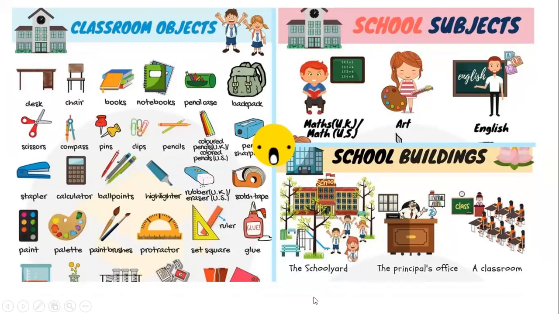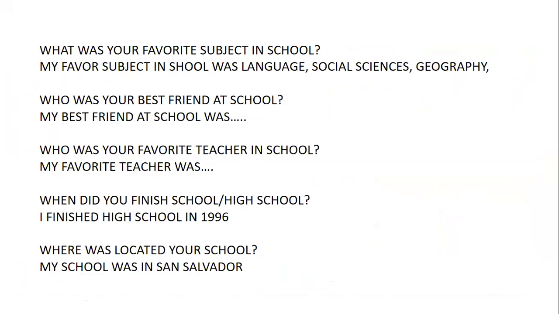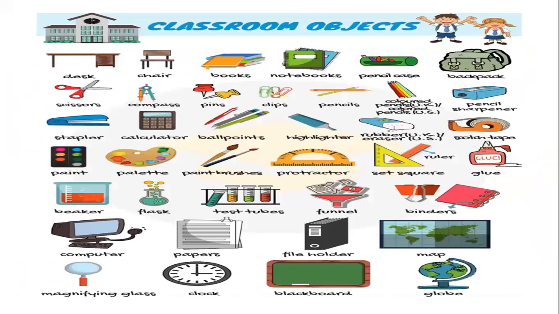And regarding the places, we have the schoolyard, the principal's office, and the classroom. We can find other, let me see if I have, yes, I have here more. I have here the beaker, the flask, the test tubes, the funnel, the binders, the computer, the papers, the file holder, the map, the magnifying glass, the clock, the blackboard, and the globe, among others.